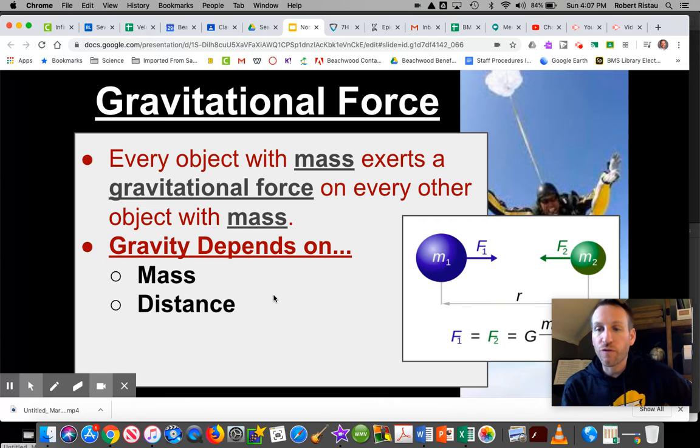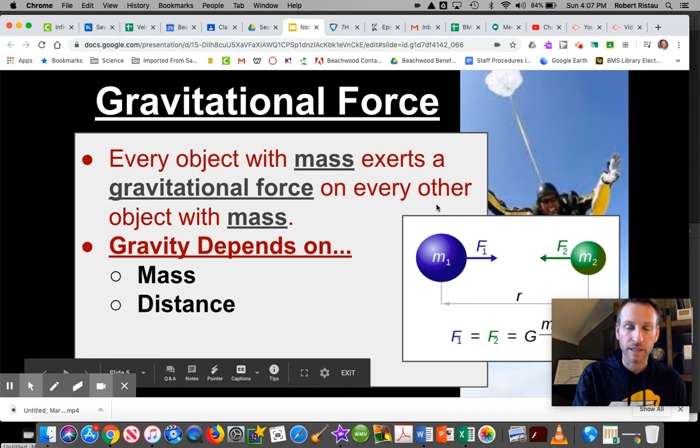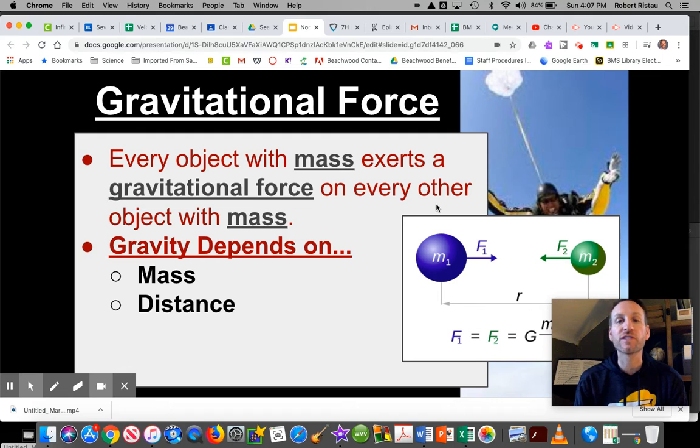There is actually a formula for this, and we won't do it here in class. We're not going to do that in class. That's something that would be in a physics class later on. But there is an equation that you could actually use to calculate it, and it's over here.